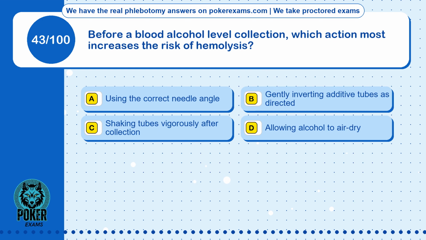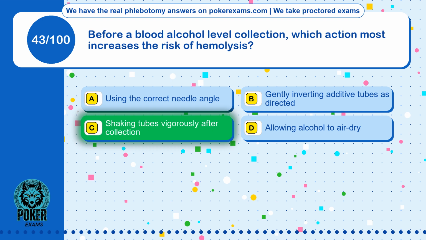Question 43. Before a blood alcohol level collection, which action most increases the risk of hemolysis? Option A. Using the correct needle angle. Option B. Gently inverting additive tubes as directed. Option C. Shaking tubes vigorously after collection. Option D. Allowing alcohol to air dry.